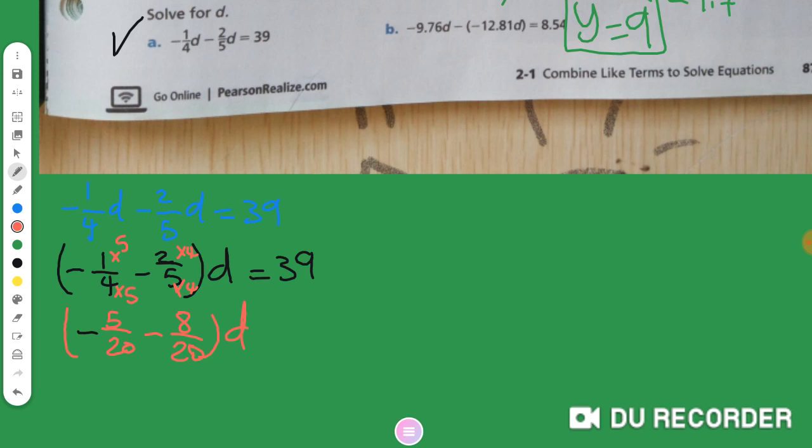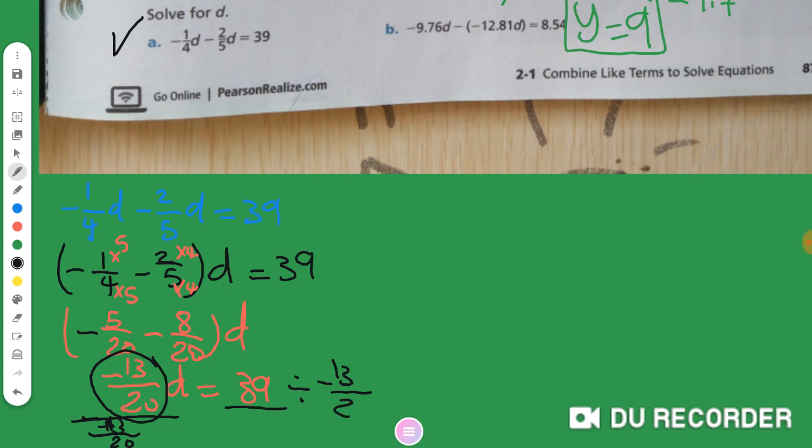If I add these two, same sign, I will add, so it will be over 20. Negative 5, negative 8, put the sign and add. It's negative 13 over 20 d equals 39. By dividing both sides by this number, so it's easy to delete it, divide by negative 13 over 20, and divide the other side with negative 13 over 20.